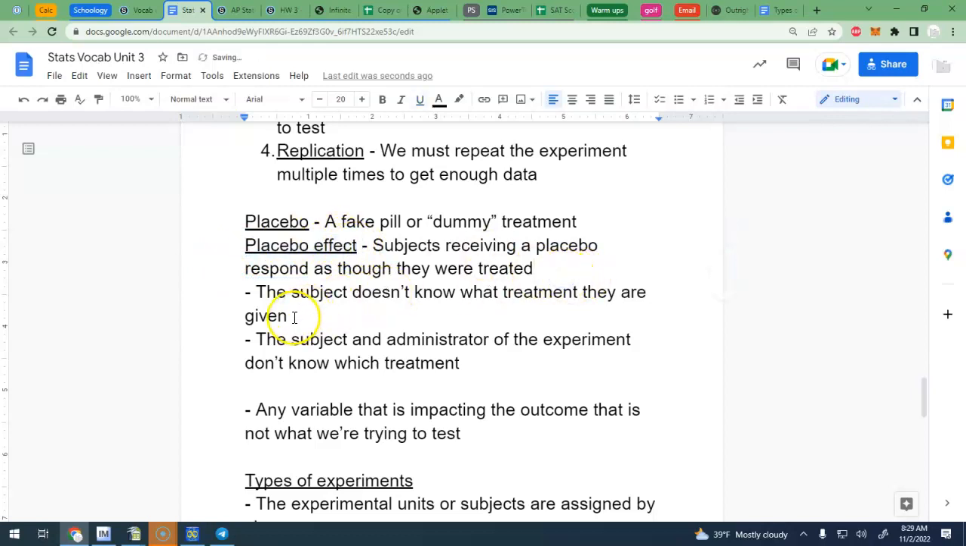But there's been tons of studies where doctors have given people a sugar pill and they come back and they're like, that was great, thank you, I feel so much better. And it was absolutely nothing. The subject doesn't know what treatment they are given. That's called blind or blinding. So why might that matter? Because if they know what they got, what might happen?